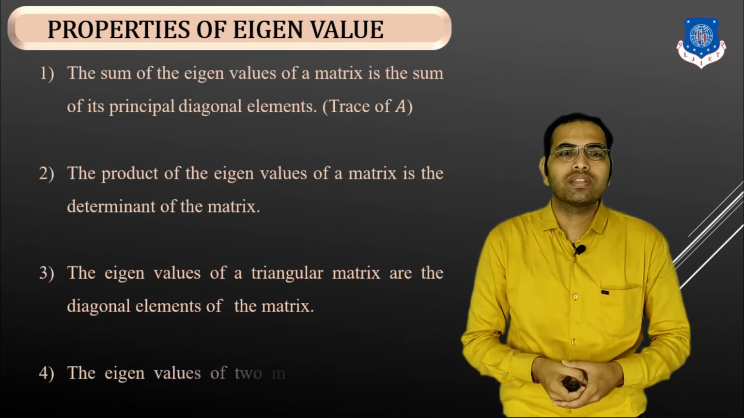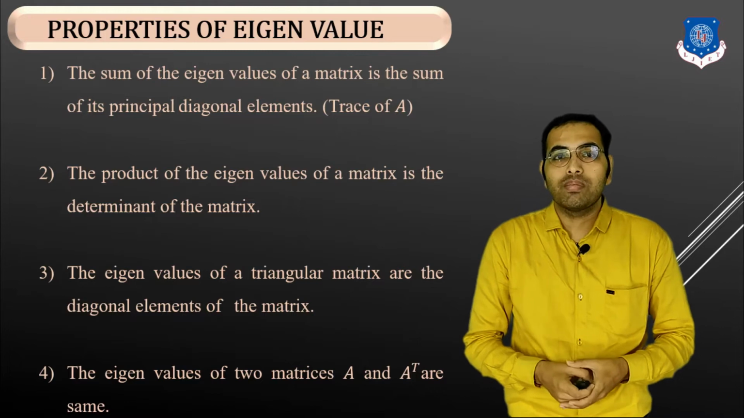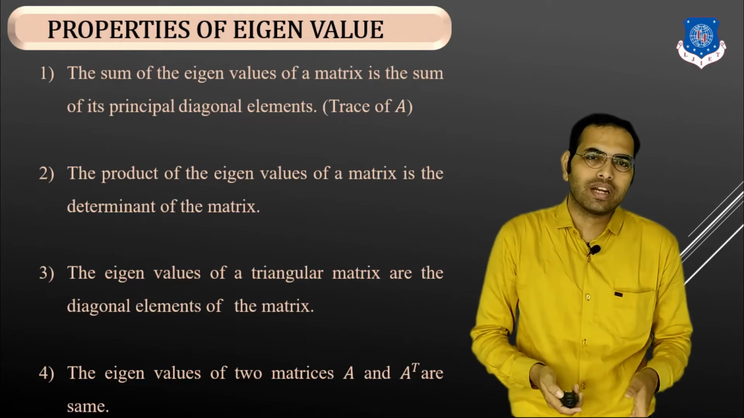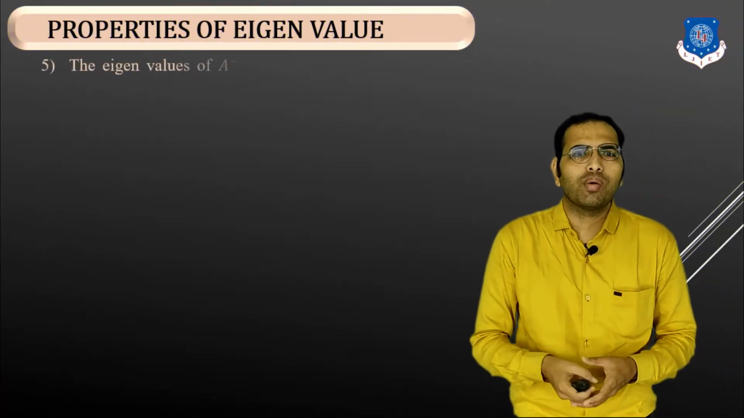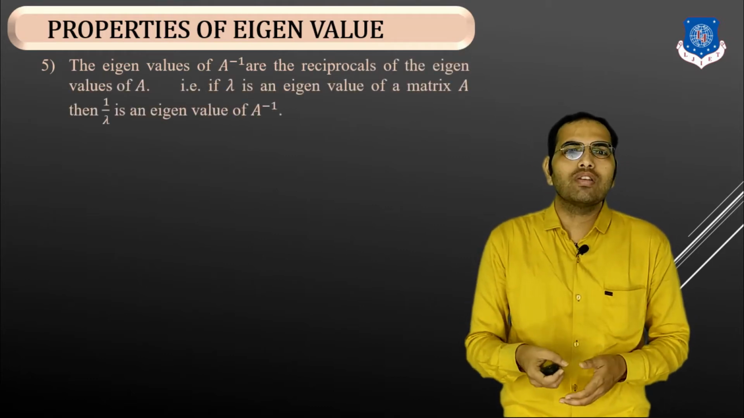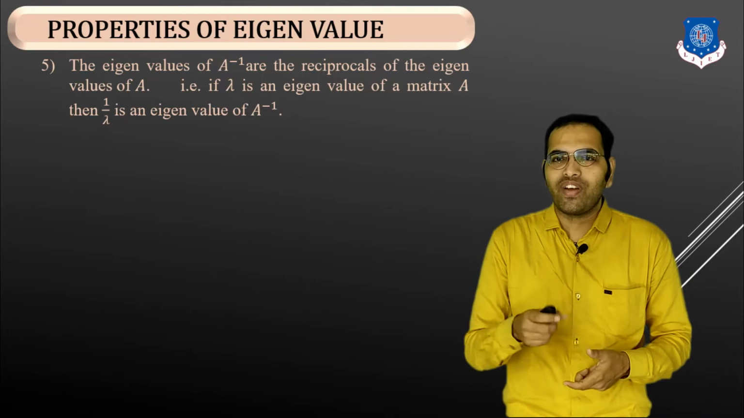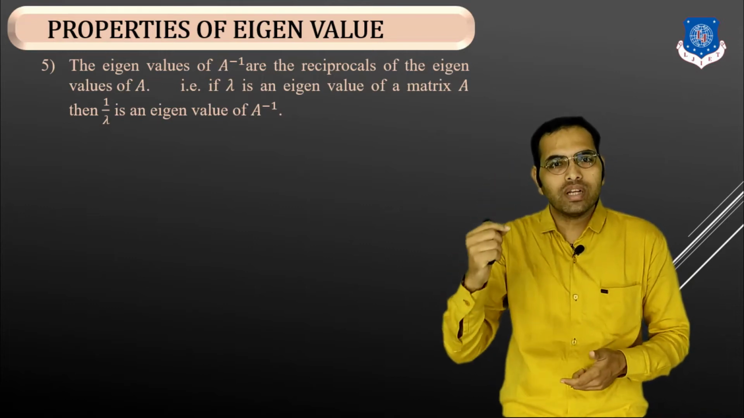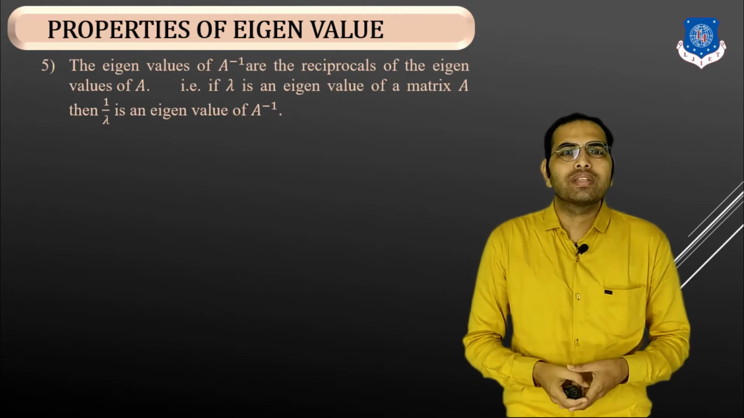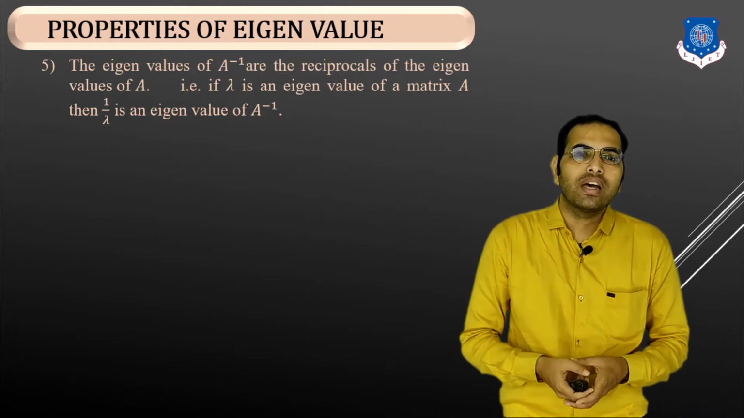Fourth property: the eigenvalues of the two matrices A and A transpose are the same. Means whatever the eigenvalues of A are, the same are the eigenvalues of A transpose. Fifth property: the eigenvalues of A inverse are the reciprocals of the eigenvalues of A. For example, if the eigenvalues of A are 1, 2, 3, then the eigenvalues of A inverse are 1/1, 1/2 and 1/3, that is 1, 1/2 and 1/3. That means if lambda is an eigenvalue of matrix A, then 1/lambda is an eigenvalue of A inverse.